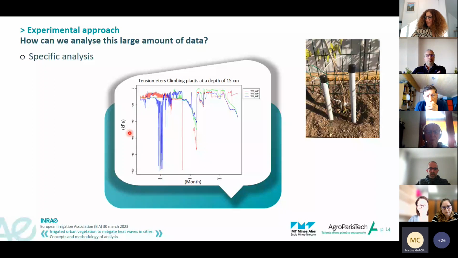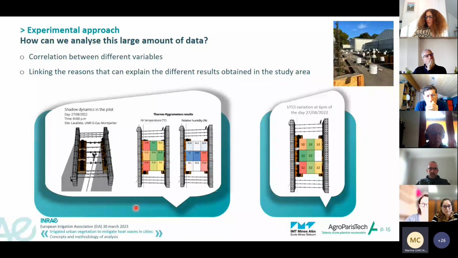We are working on it now. And also we will work with the correlation between variables and relate the reason that explain the different results obtained in the different locations of the study area. So as an example, we have here the shade dynamic in the pilot, the air temperature and the relative humidity for the 27th of August at 18 o'clock.